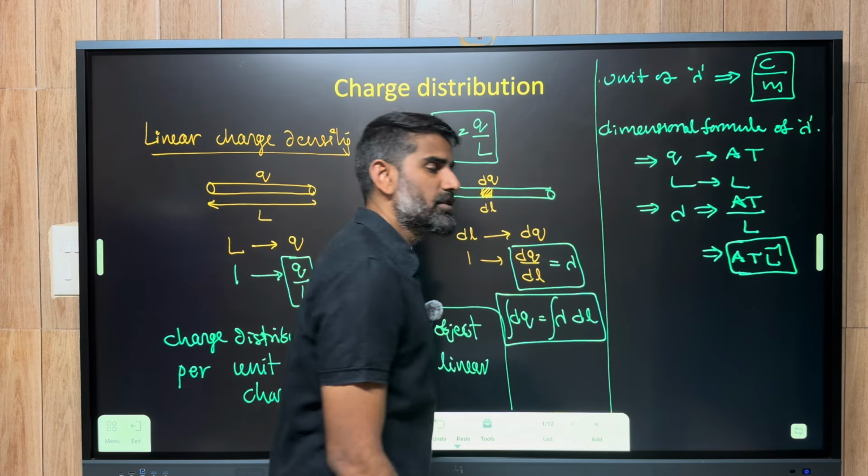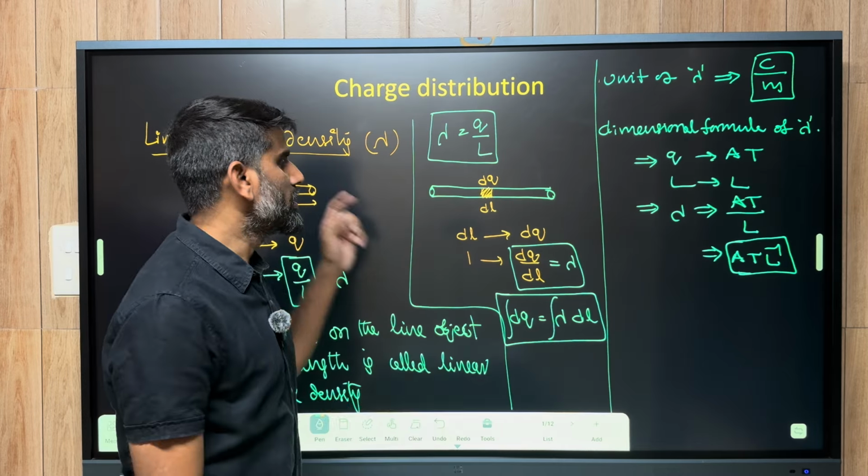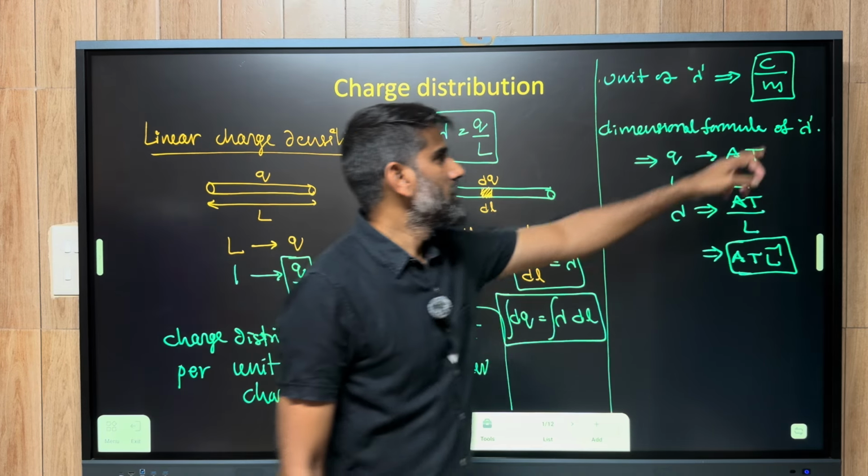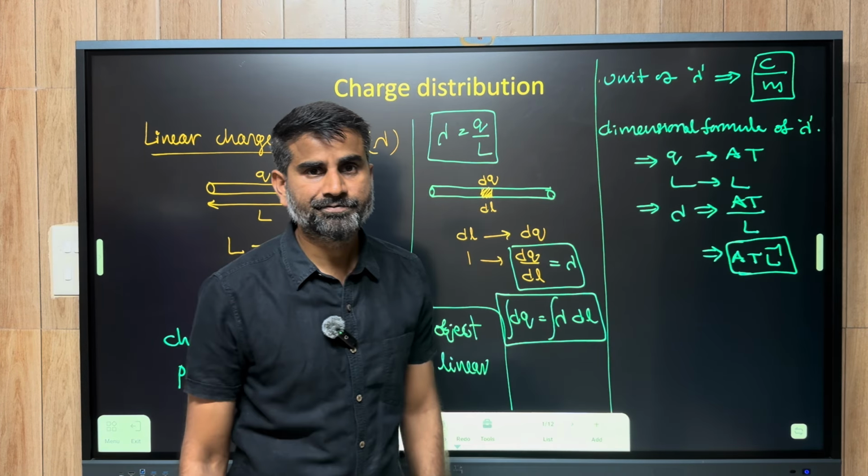ATL minus 1 is the dimensional formula of linear charge density. Unit and dimensional formula. Okay.